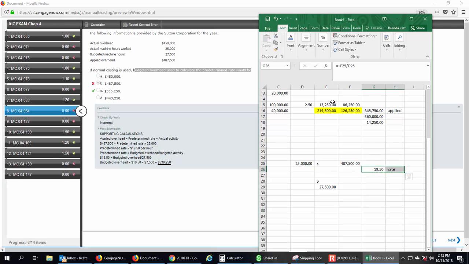So if you take this times $19.50, you'll get that number there. So that's our rate, which they didn't actually ask us for, but now I know we took some amount of overhead, divided it by our expected machine hours, and the answer we got was $19.50, because that's our rate. So then you use some more algebra and say, okay, what must this number be? This problem really challenges you to see the interaction between all of your figures. And so if I take that, I get 536,250, which is that one right there.